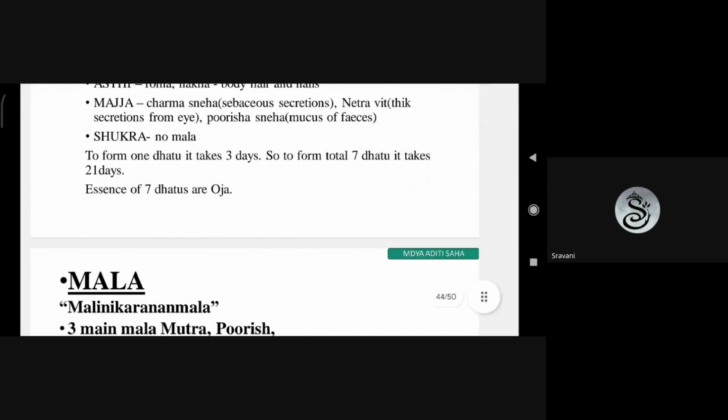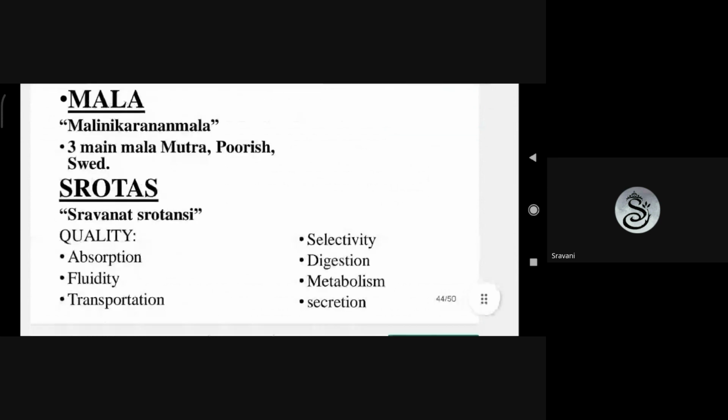Okay, next is mala, the waste. Ma'am, what is the meaning of oja in English? Can you consider it as spirit? No, no, it's not like that. Oja is the essence of all seven dhatus. You can consider it as energy, yes, obviously.